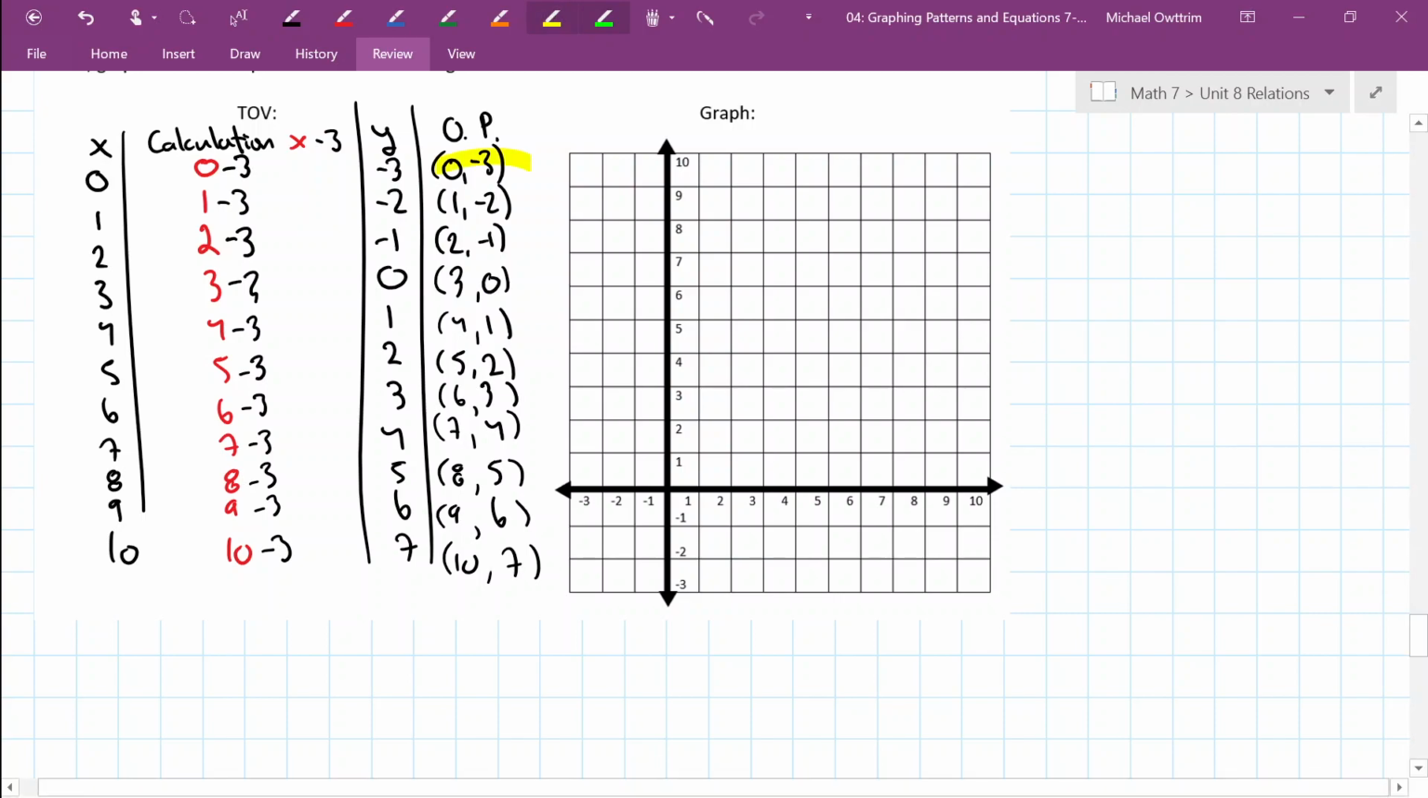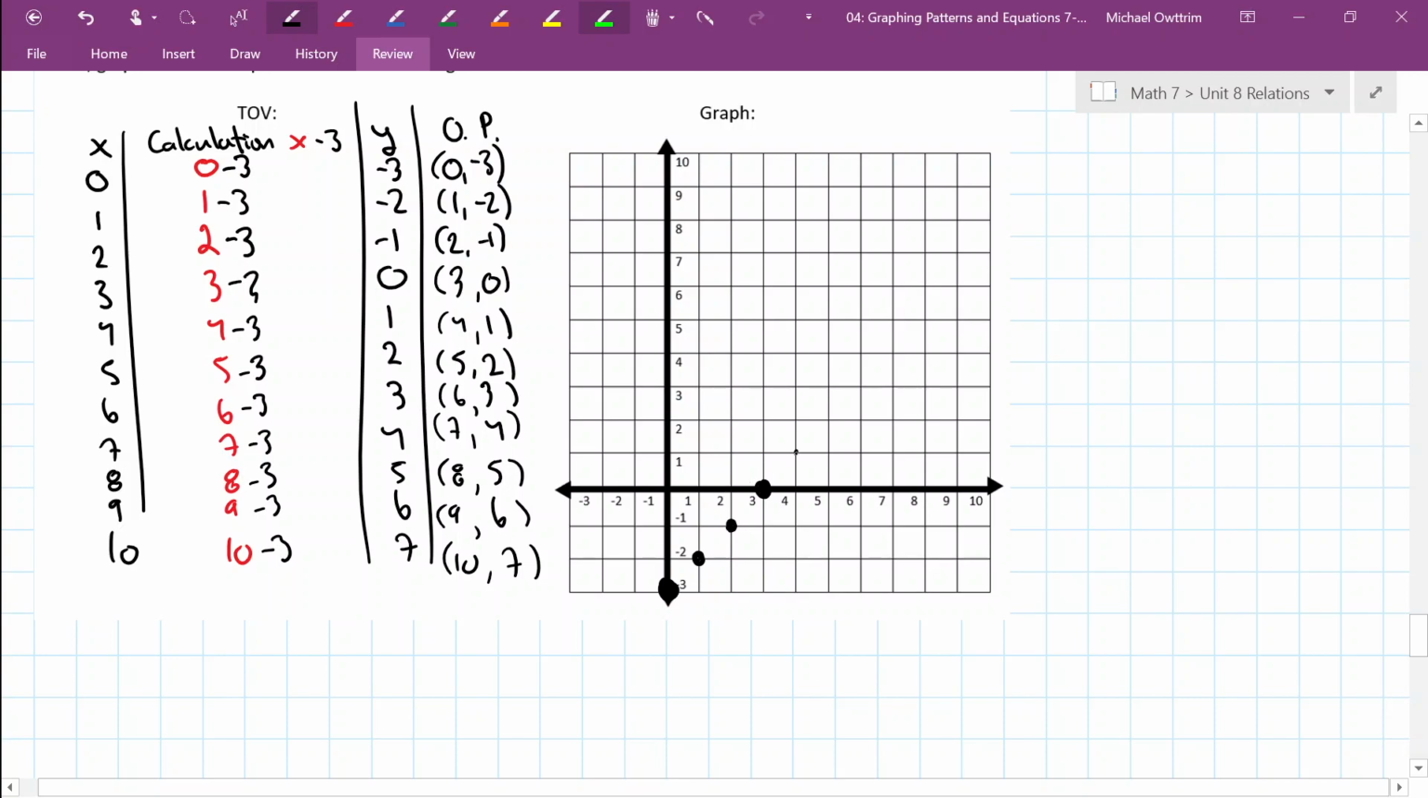We'll begin with this first point here, 0, -3. That tells me to start at the origin, go 0 left or right, and go 3 down. Next point is my 1, -2. So start at the origin, go 1 to the right and 2 down. 2, -1 says 2 right and 1 down. 3, 0 says 3 right and 0 up or down.